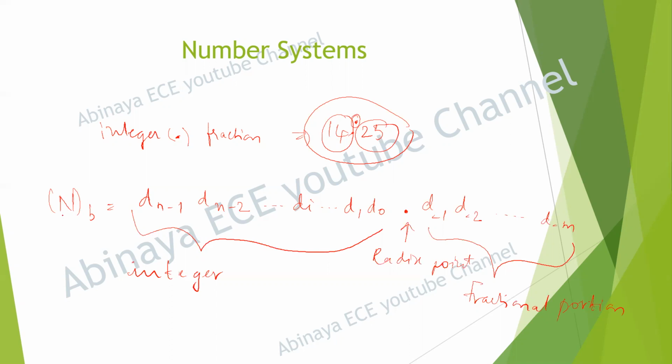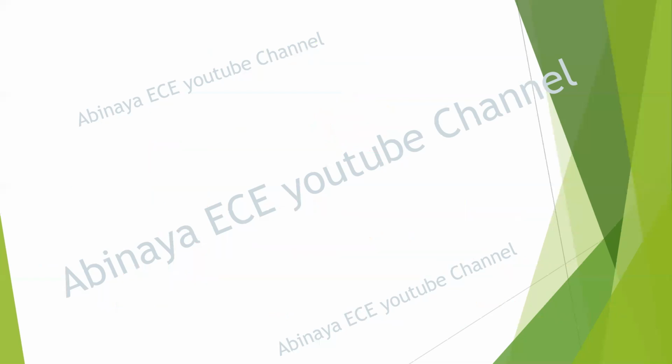So N here says number and b here says the base of the number system, or you can also say it as radix. Okay. So this is about number systems. There are many number systems, so first we will see them one by one. The very first thing we are going to see is the binary number system.